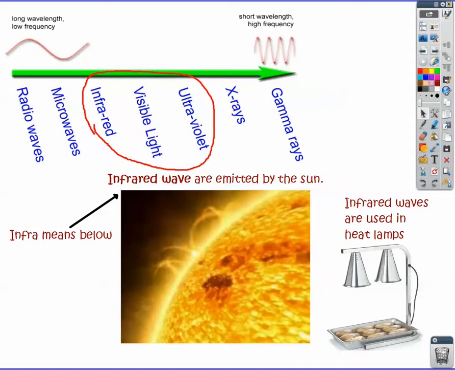And sometimes in the food service industry, you'll see trays with food on them, and then there's light bulbs above them, but these light bulbs emit a lot of infrared waves to keep the food warm. So these are like warming lights or heat lamps. We get a lot of these waves though from the sun, and that's when you're standing out in the sun and you feel the heat. What you're feeling is the infrared waves.